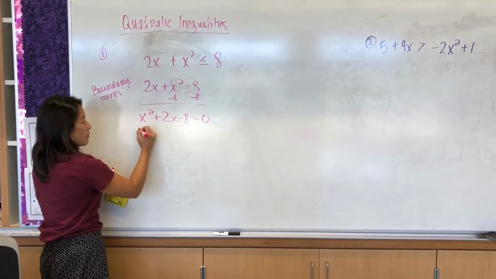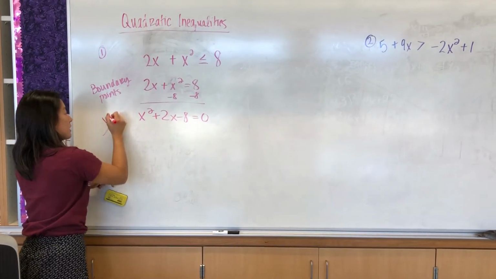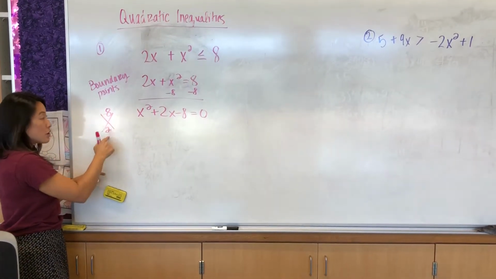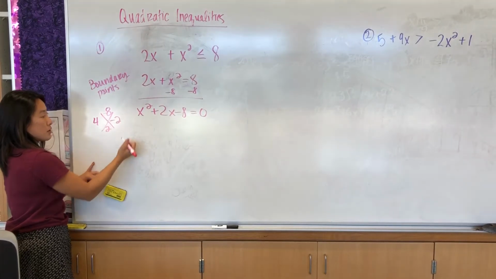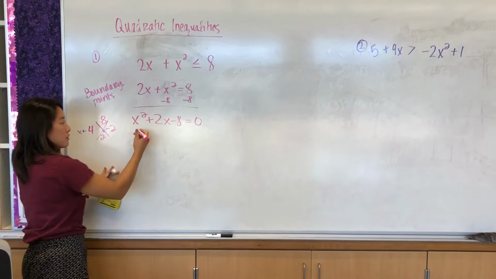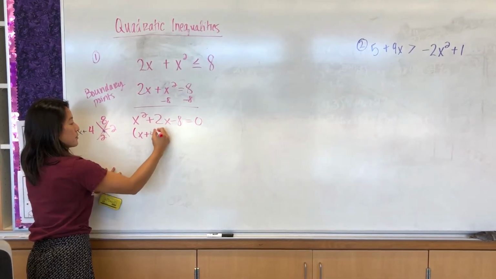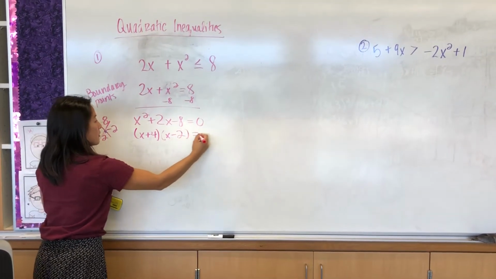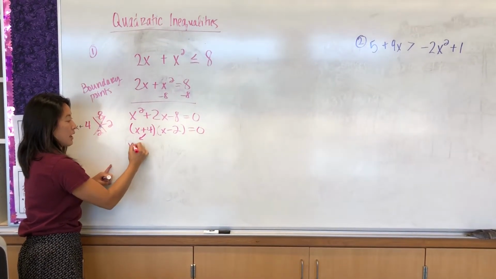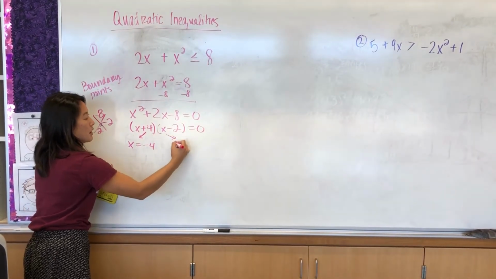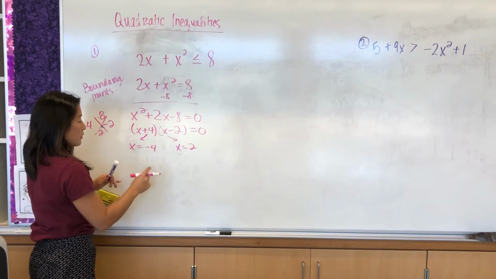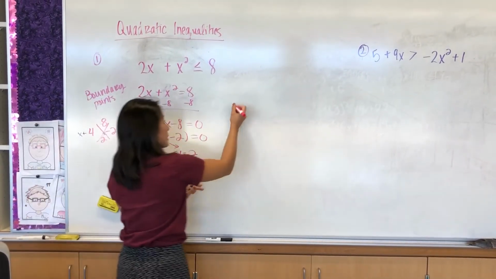Okay. Then write in factored form, so big X, negative 8 and 2, multiplies to negative 8, adds to 2, make 4 and negative 2. So this is x plus 4 and x minus 2. Okay, using zero product property, I know that x can equal negative 4 and x can equal 2. So these are my boundary points.